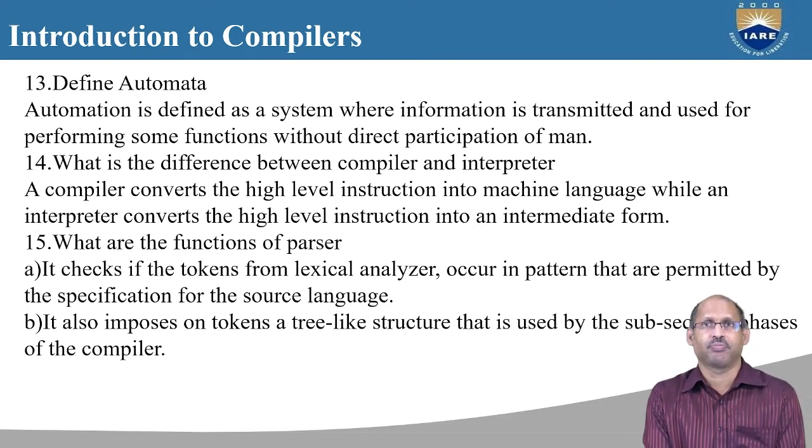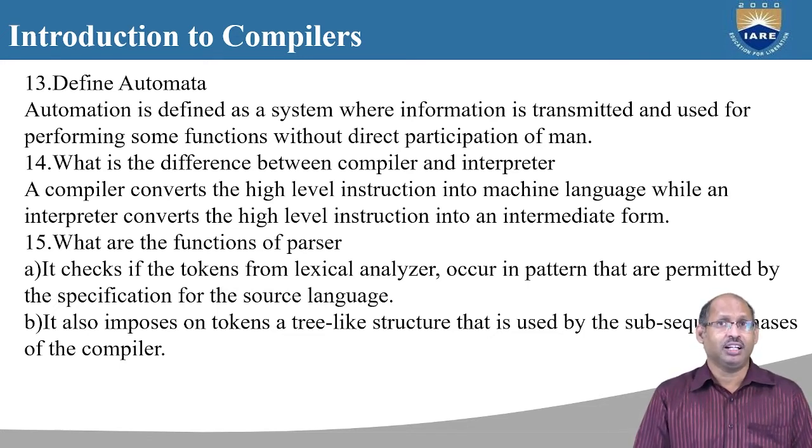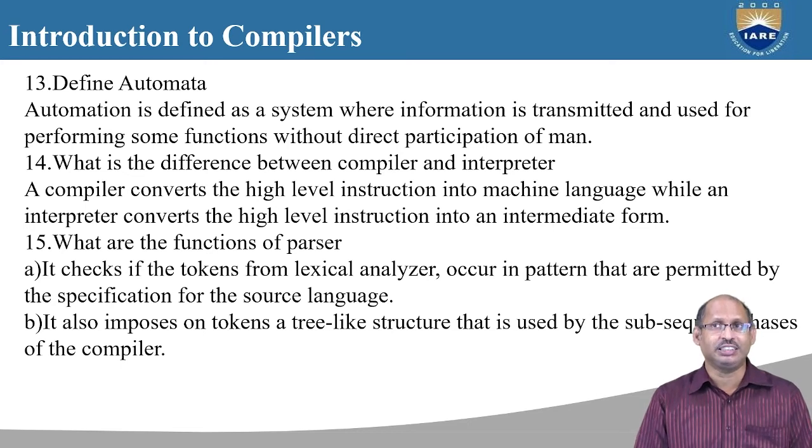Define automata. Automata is defined as a system where information is transmitted and used for performing some functions without direct participation of the man. Right?